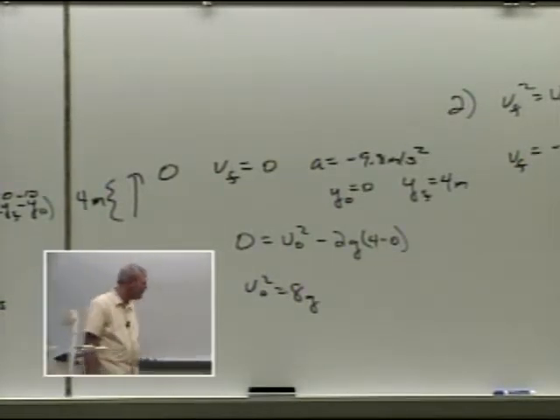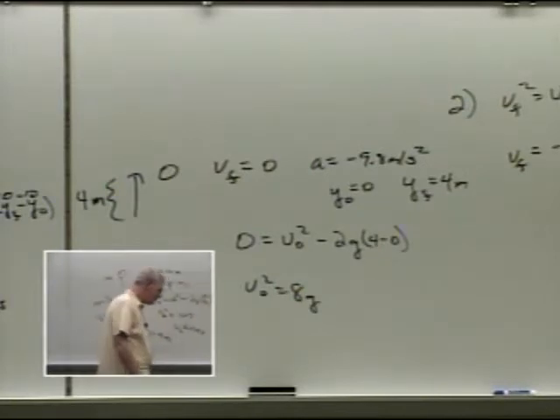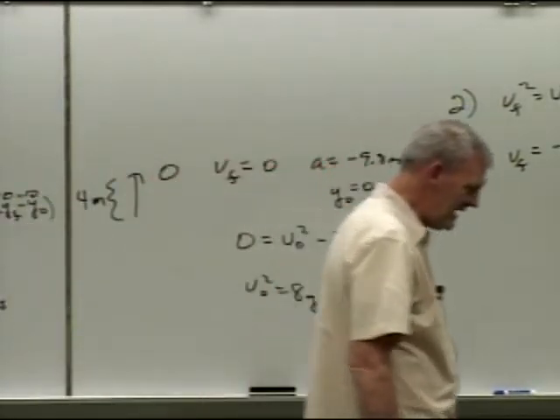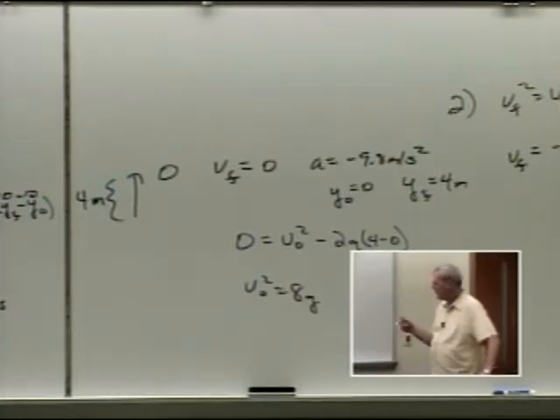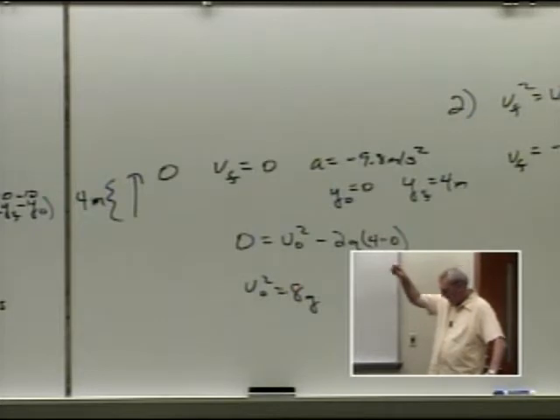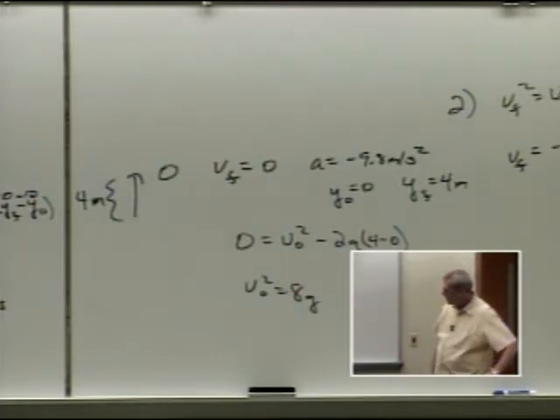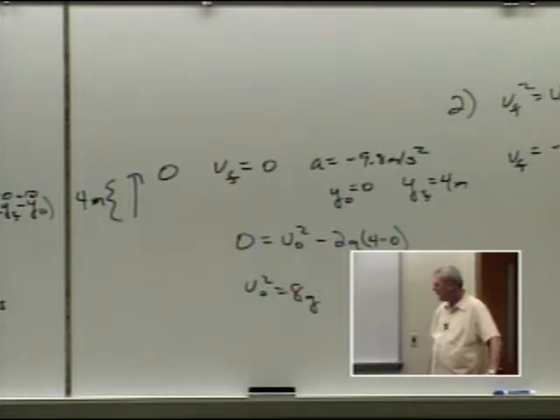Okay, now, it wants to know the time it was in the air from the first drop to the second drop, or from when we let it go, boing, to back up. Well, we already found one time, didn't we? What did I do with it? I erased it. 1.43 seconds. Then all we got to do is find the time of this guy.